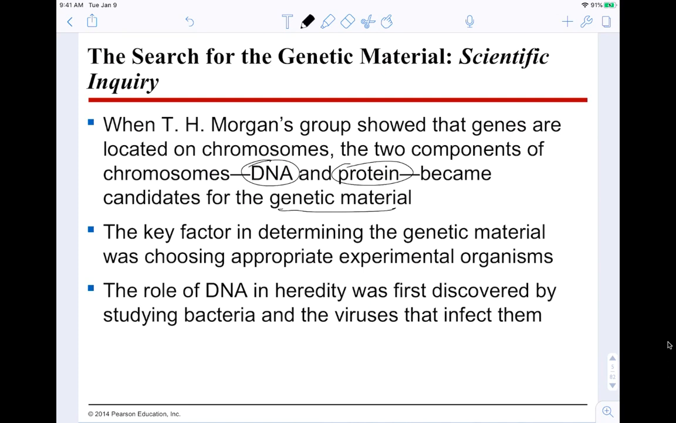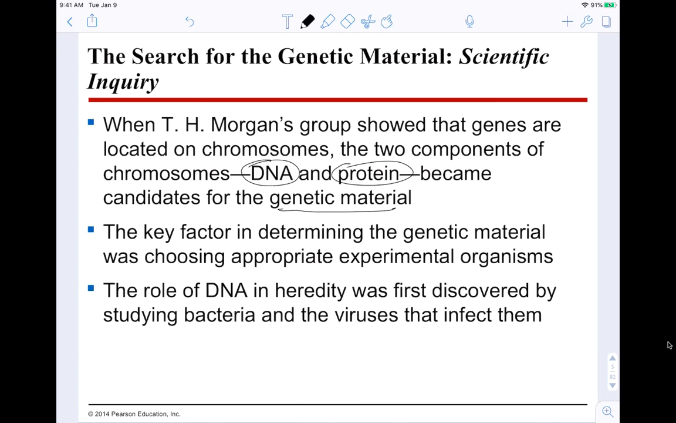So the key factor in determining the genetic material was choosing appropriate experimental organisms. A lot of scientists studied the differences between DNA and protein in bacterial cells because they are very easy to grow. And we'll talk about some of them in just a minute.